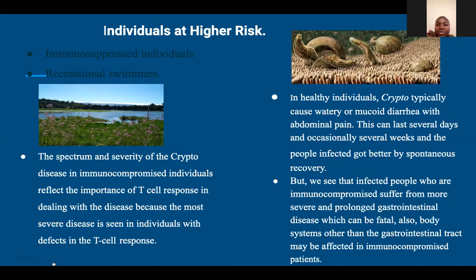But in infected people who are immunocompromised, they suffer a more severe and prolonged gastrointestinal disease, which can be fatal. Also, body systems other than the gastrointestinal tract may be affected in immunocompromised patients. But in healthy individuals, the parasite is really just limited to the gastrointestinal tract and not to other major places.